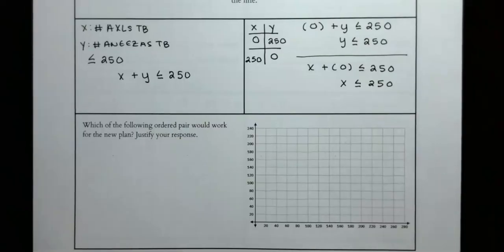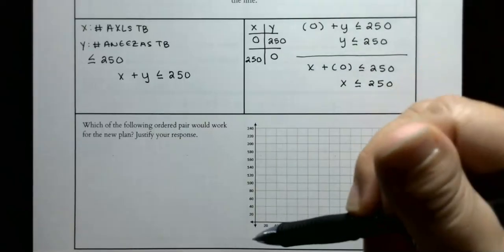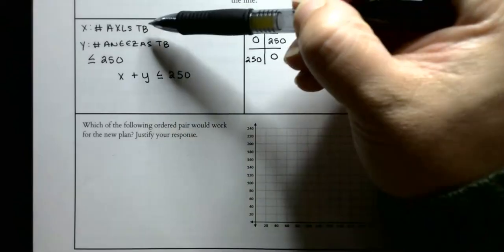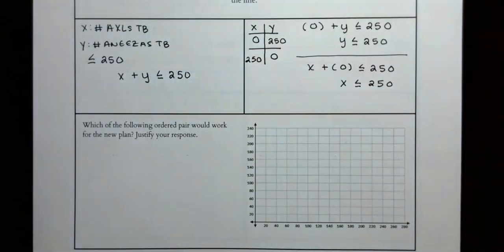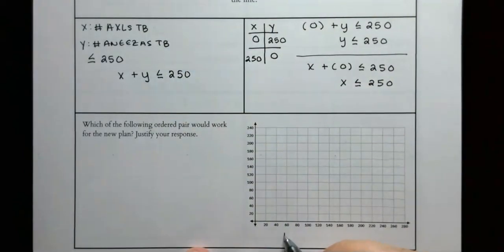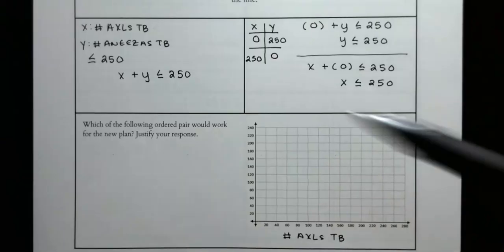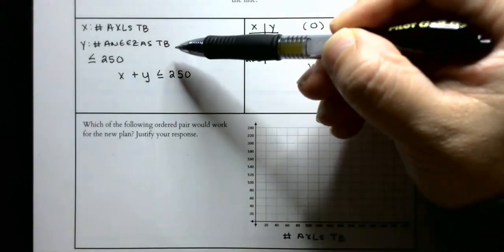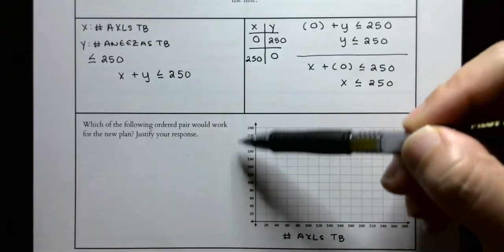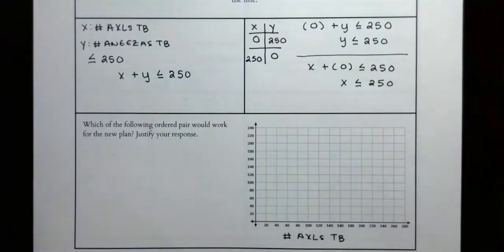So if you take your time right here, let's go ahead and label our axes. We know that the x represents the number of Axel's terabytes, so we're going to add that right here. And we know that the y represents the number of Anisa's terabytes, so we're going to take the y-axis and we're going to go ahead and label that. I'm actually going to turn mine.